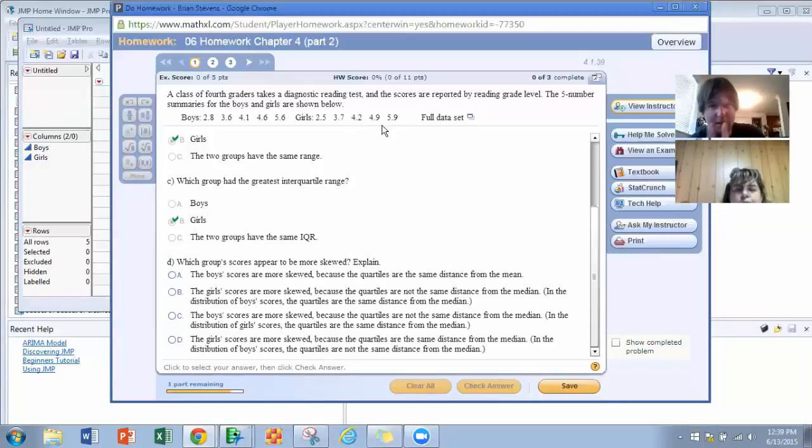Well, okay, let's see here. It's going to be the girls or the boys, so you've got a 50-50 shot either way. The girls are more skewed because the quantiles are not the same distance from the median. So the girls, I think, have more differences in their quantiles.